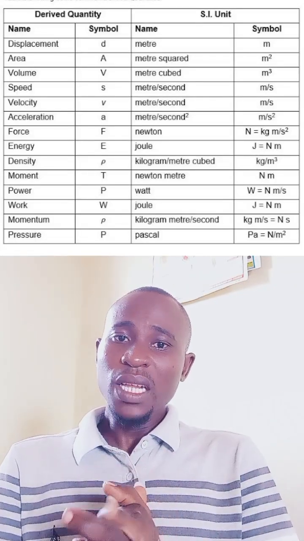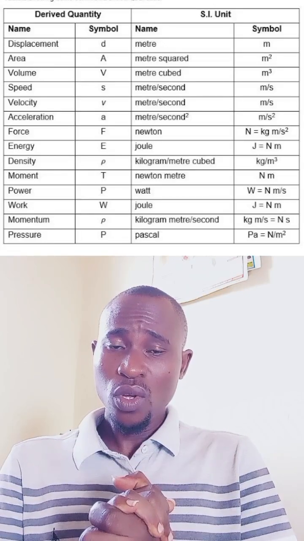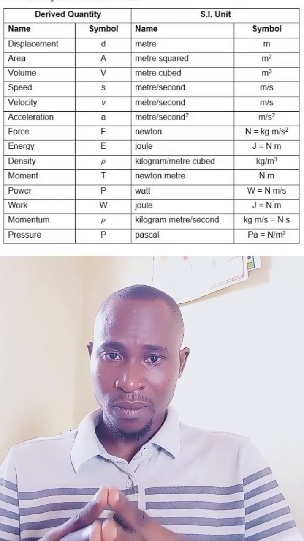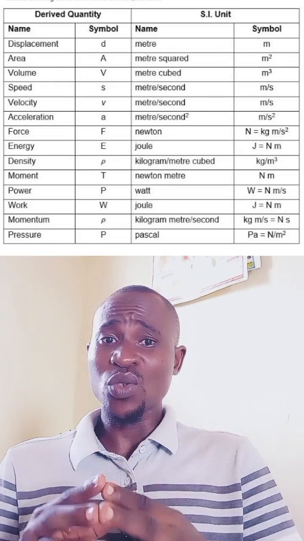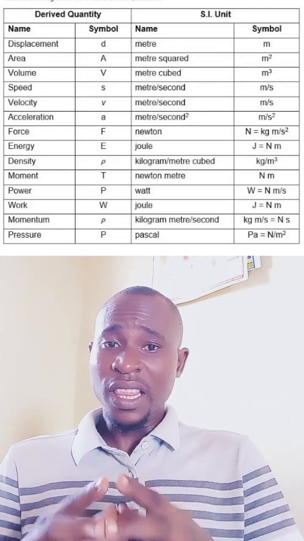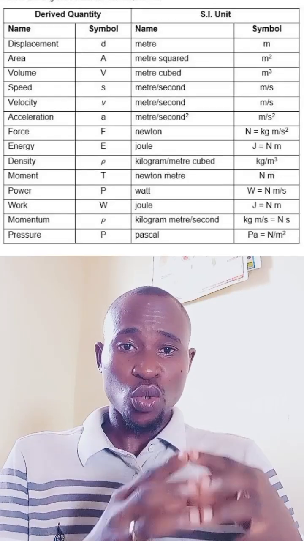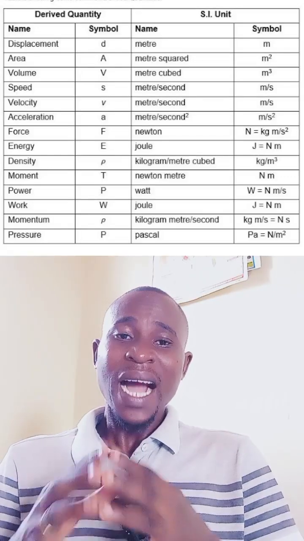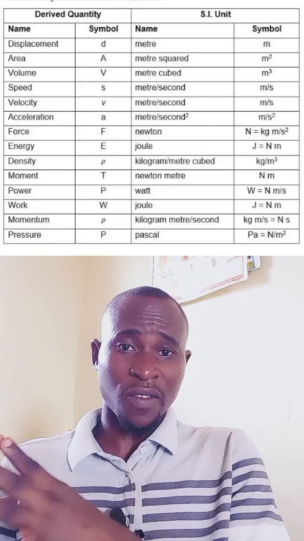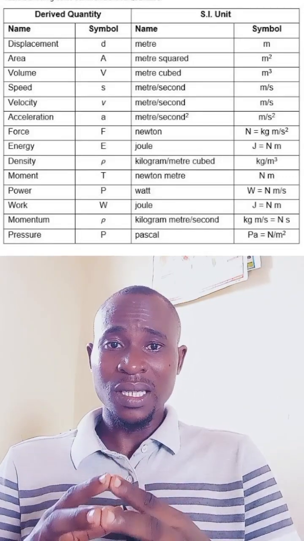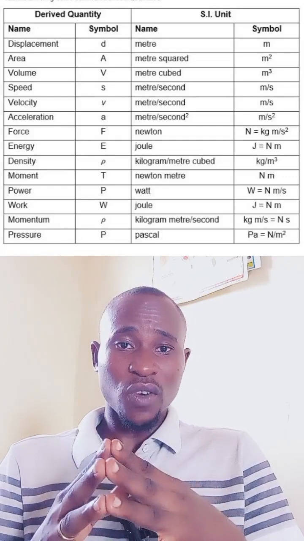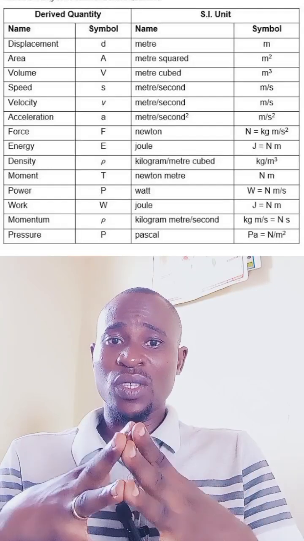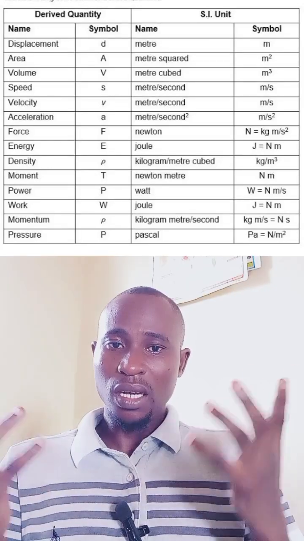Now, I'm going to show you which of the fundamental quantities are combined in order to give us these derived quantities and units that I made mention of. I will show you which quantities are combined in order to give us acceleration, velocity, density, and a lot of them.